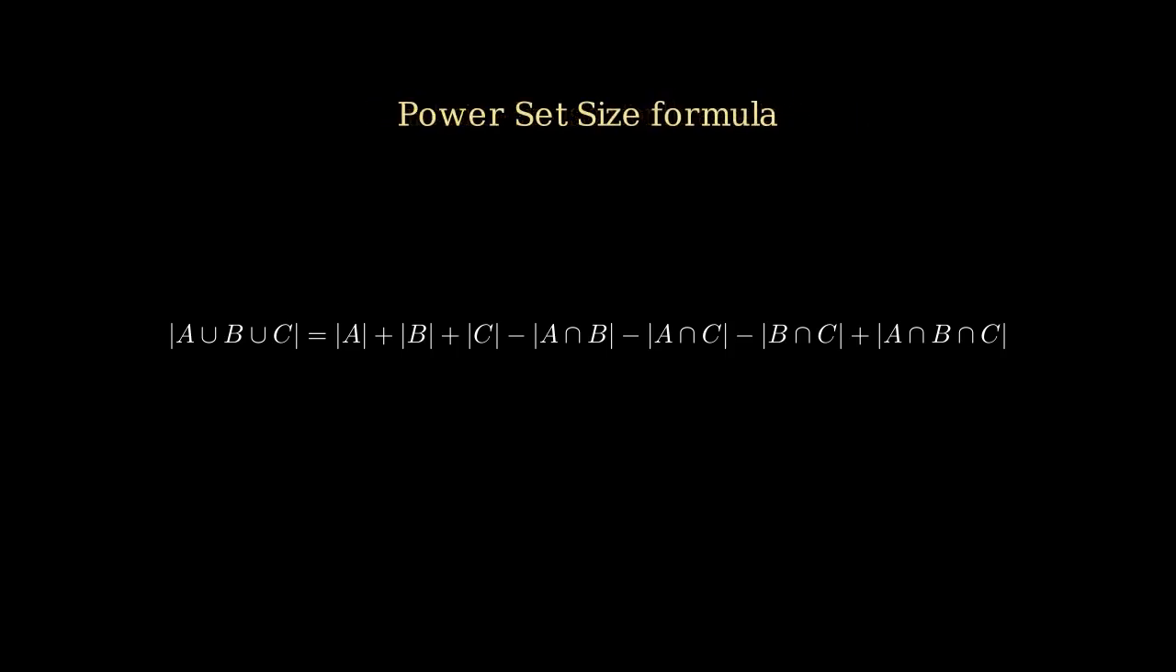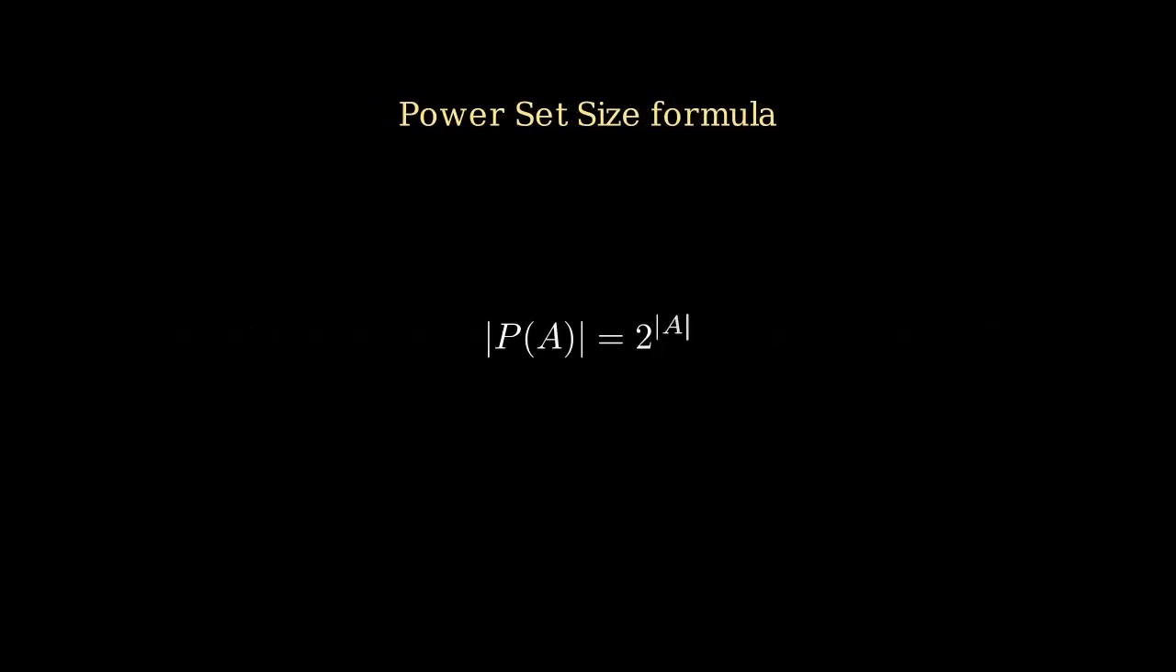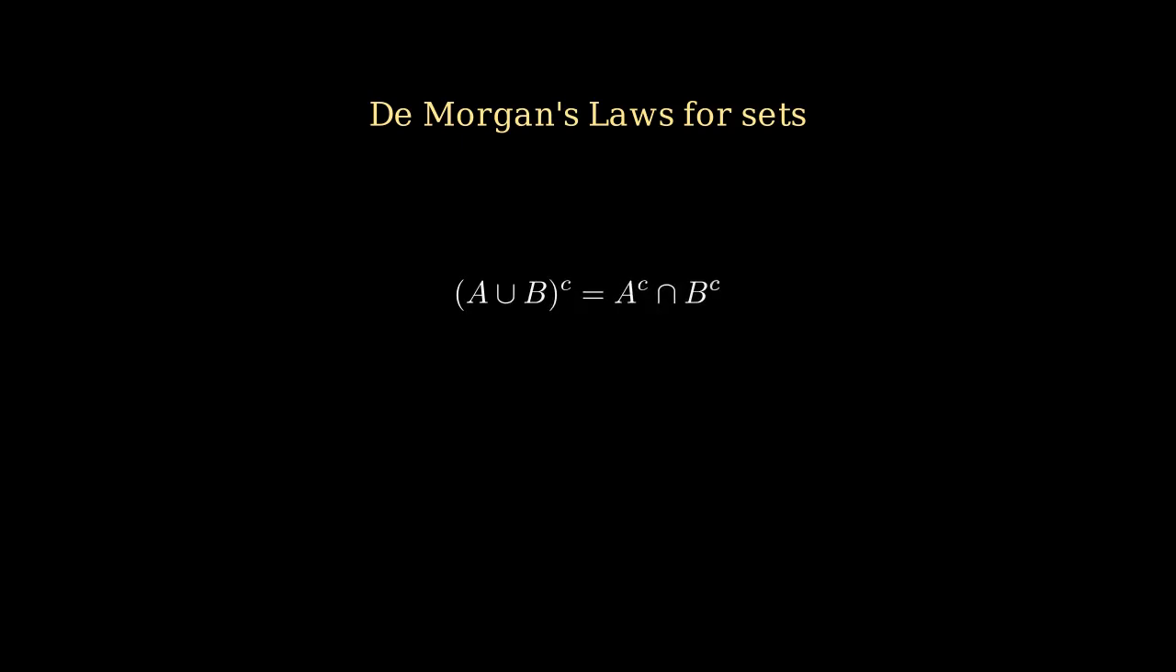Power set size. The size of the power set of A, meaning the set of all possible subsets of A, equals 2 to the power of the size of A. And De Morgan's laws for sets, the exact same pattern as logic, but now with union and intersection instead of or and and. The complement of A union B equals the complement of A intersect the complement of B, and the mirror version. The complement of A intersect B equals the complement of A union the complement of B.